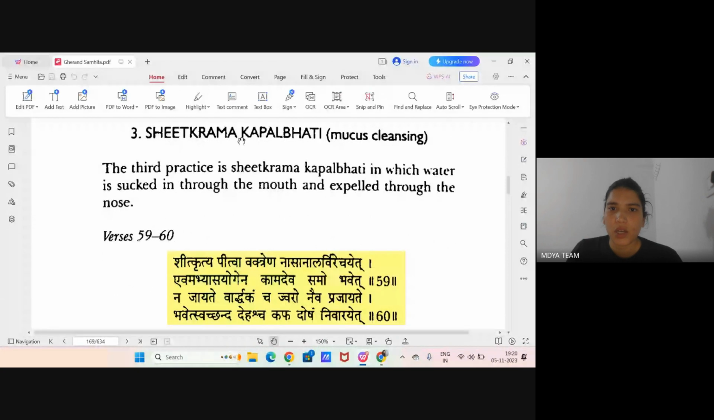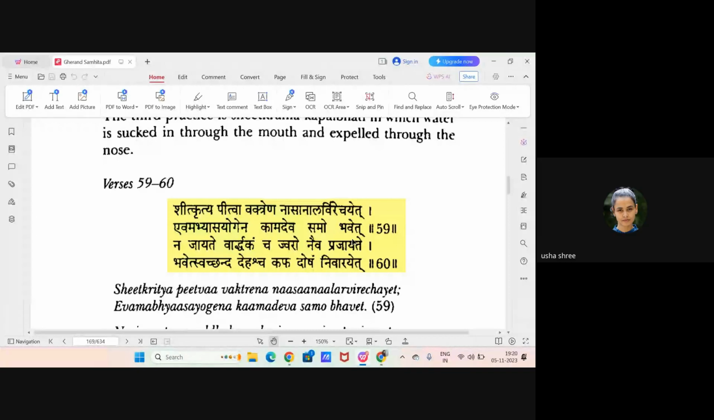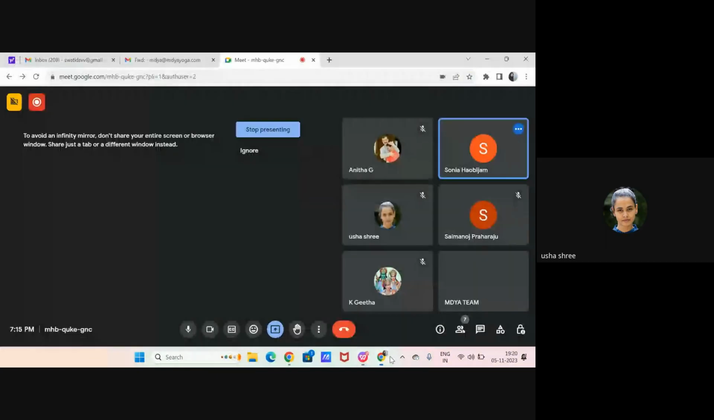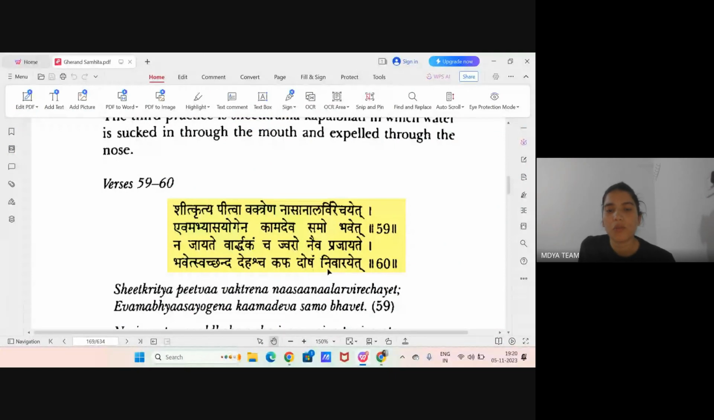Next is the Shitakarma Kapalabhati, mucus cleansing. Here you have to drink the water from the mouth and expel it with the help of both nostrils. This is again the Kamadev Samo Bhaved. Now I will ask the question: again, the Kamadev-like body, in which Kriya is it mentioned? Jalabhasti, ma'am. Who has given the answer? Ma'am, Usha. Okay.